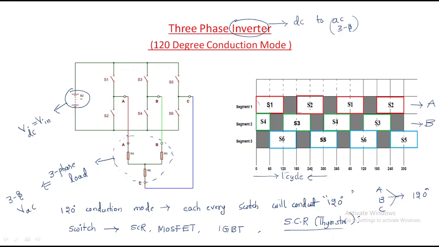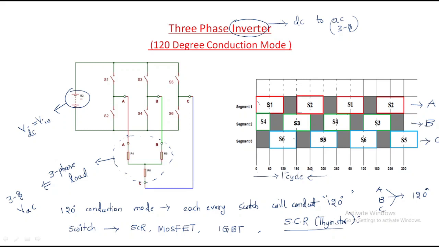For segment 3, look at here. After completion of the S3 120 degrees, S5 will be started. S5 will be on. And after continuation of the 120 degrees, there will be a 60 degrees gap. After that S6 will be conducted for 120 degrees. After a 60 degrees gap, again S5 will be conducted. So this complete S5, S6 switches is for operating the C phase.